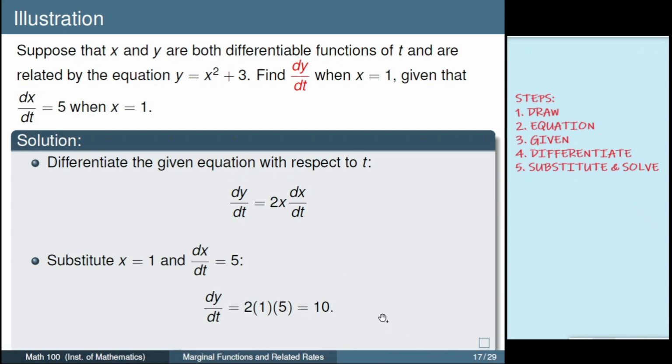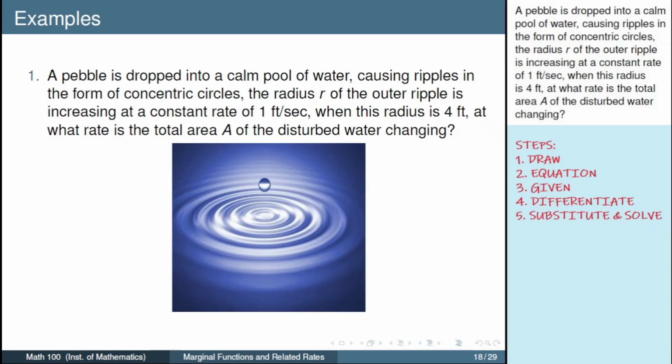equals 10. Okay? So, sa example na to, kita naman natin na ang x and y is related by this one. At kapag given ka ng rate of change with respect to time at a specific x here, makukuha natin yung corresponding dy over dt or rate of change of y with respect to t. Hence, the rate of change of x and y in this case are related to each other. Okay? Now, let us start solving our examples.